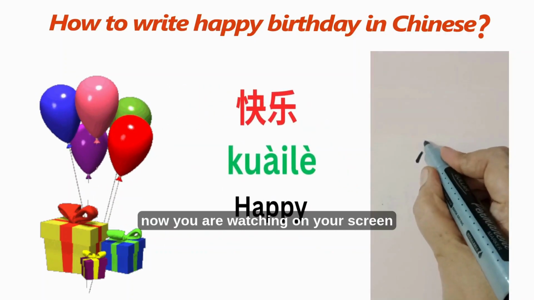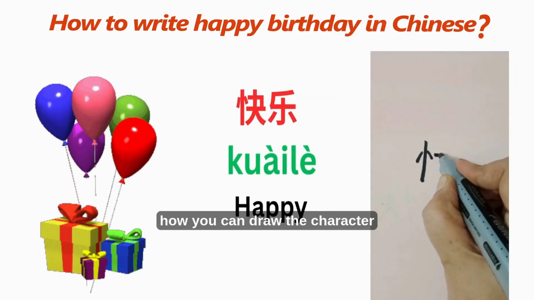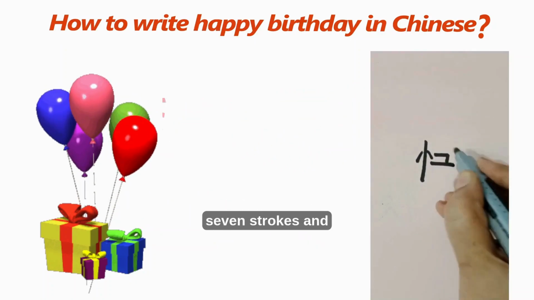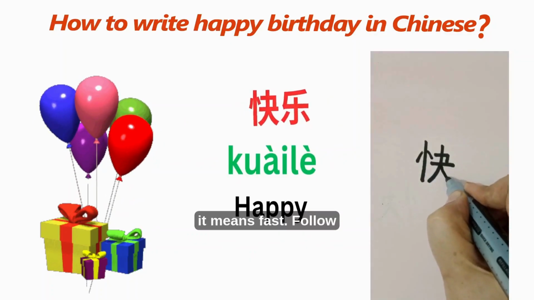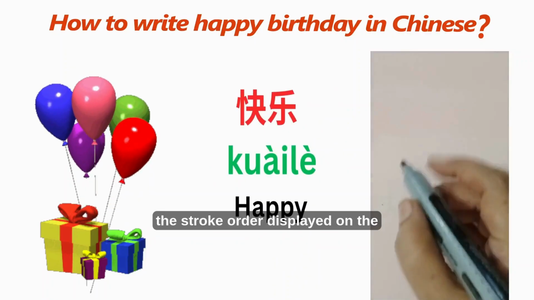Just now you watched on your screen how to draw the character kuai. It has seven strokes and it means fast. Follow the stroke order displayed on the screen.